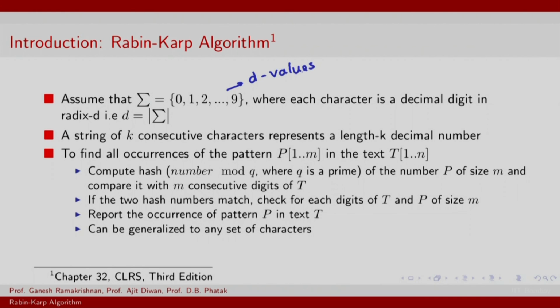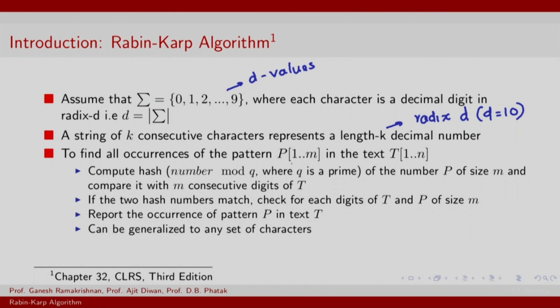So the idea of the Rabin Karp algorithm is to represent the input sequence or any substring of the input sequence as a digit in the radix D notation. So basically a string of k consecutive characters represents a length k decimal number, or as I pointed out more generally it represents a number in the radix or base D form. Here D was taken to be 10.